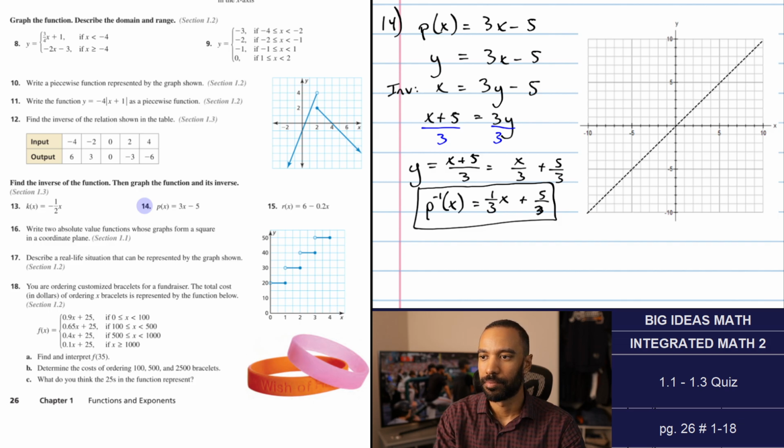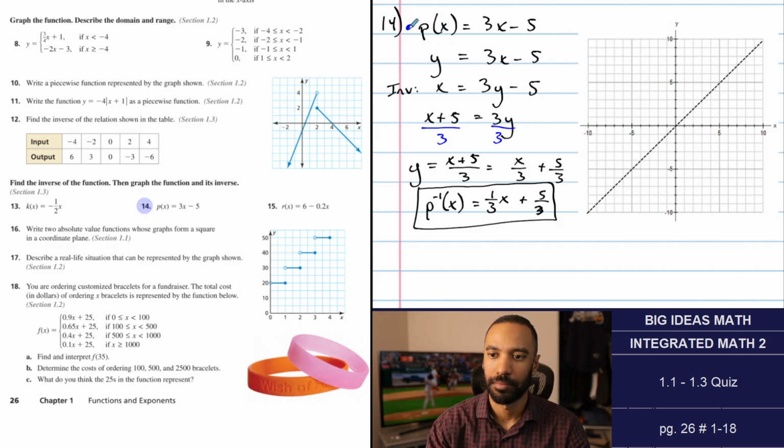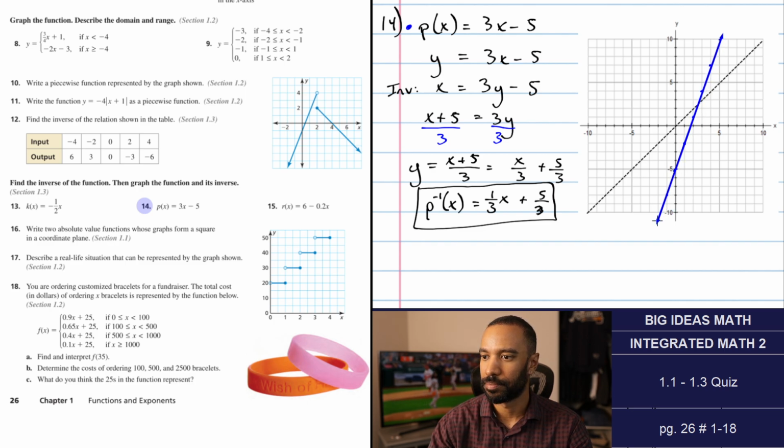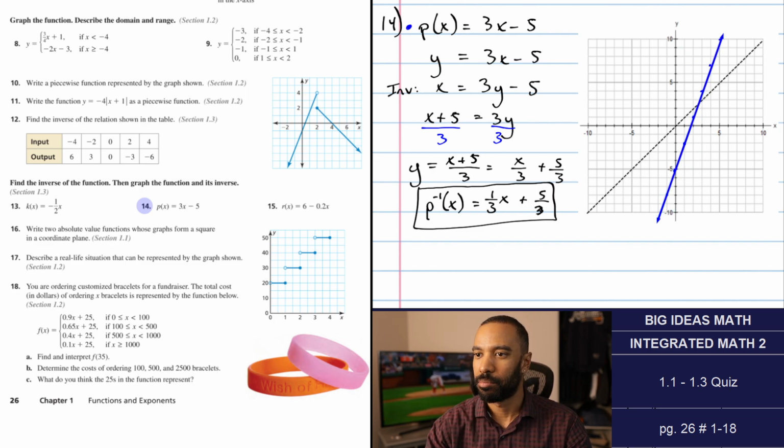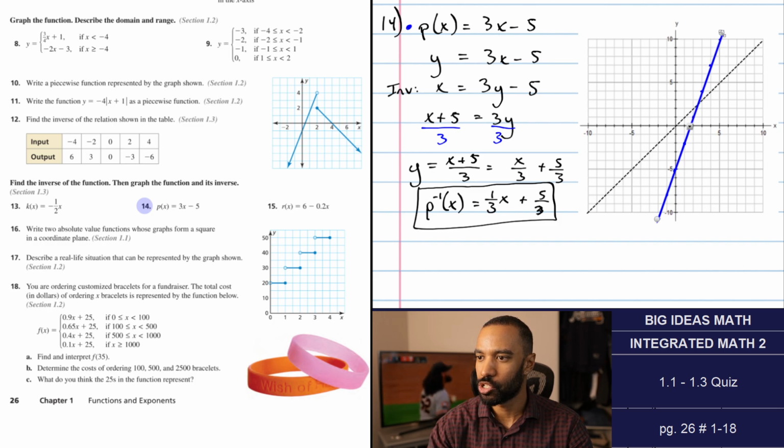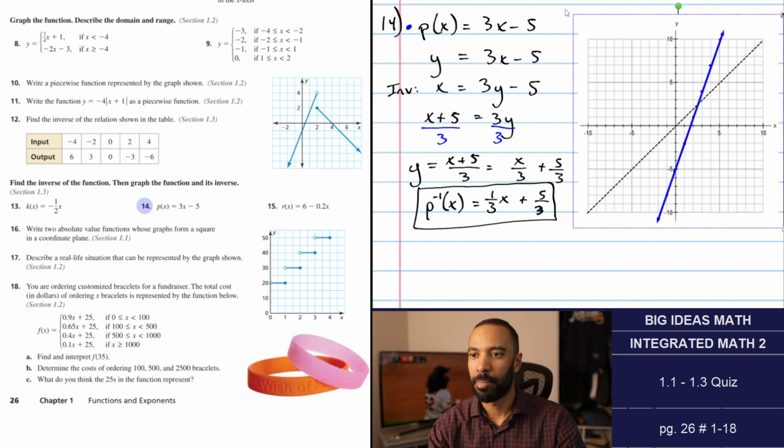So, let's sketch these. The blue will be the original. -5 y-intercept. Rise 3, run 1. And fall 3, run 1 to the left, like this. We will get this graph, this line. That's the original.